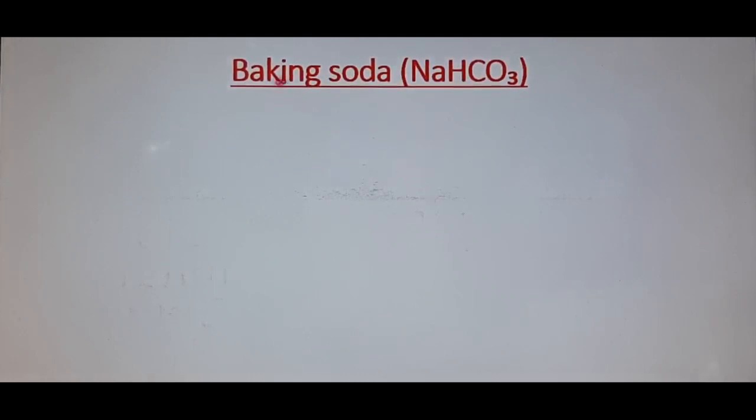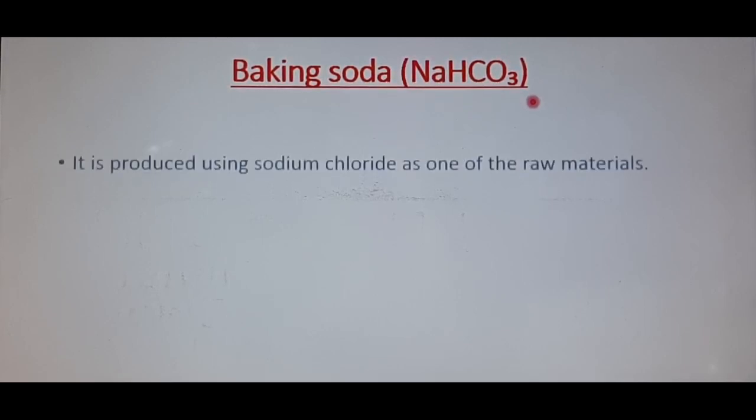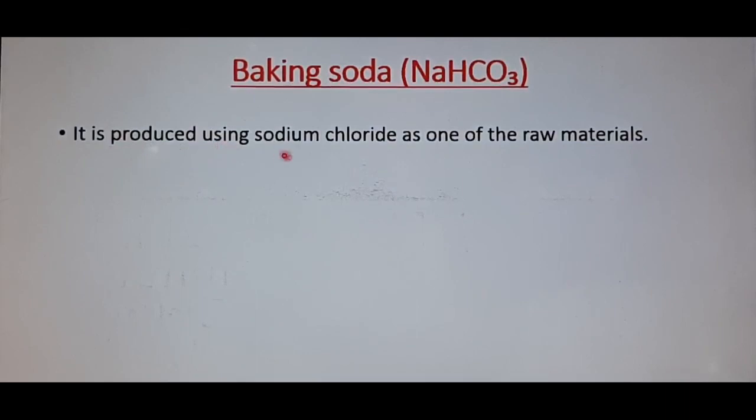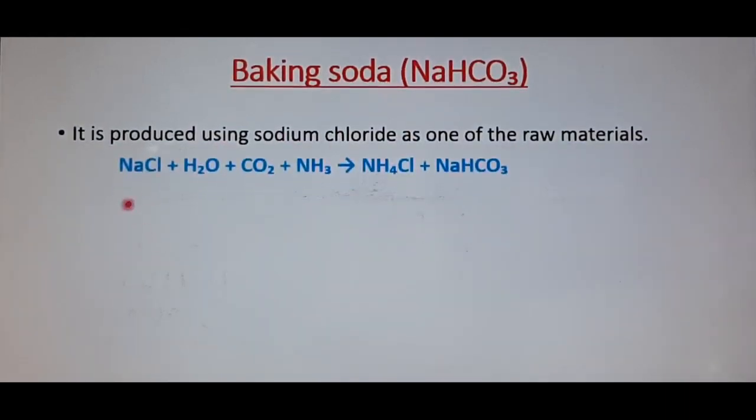So that is baking soda. See, all these products we are preparing directly or indirectly from sodium chloride, which is common salt. So baking soda, you can see its formula is NaHCO3. It is also known as sodium hydrogen carbonate or sodium bicarbonate. It is produced using sodium chloride as one of the raw materials. You have to remember this chemical reaction.